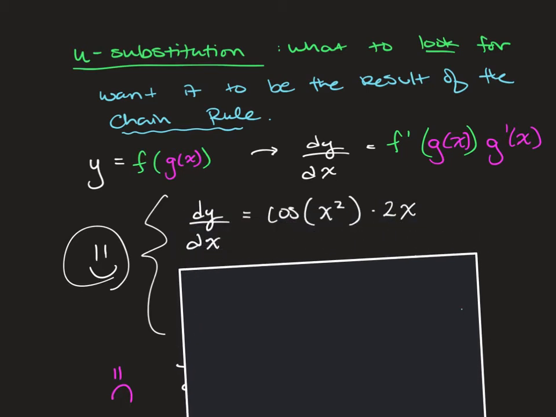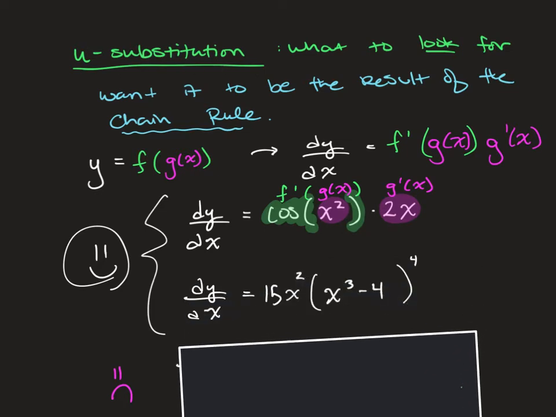Here, this is going to be your f prime. This is your g. This is your g prime. And really the important thing is that the derivative of x squared is 2x. I'm going to be able to solve this problem using U substitution. Same thing, I'm going to be able to solve this one.